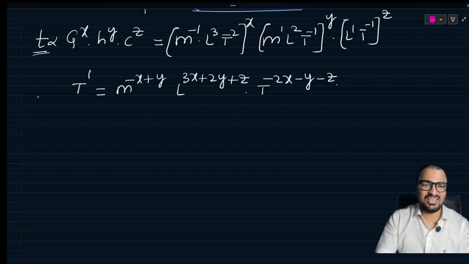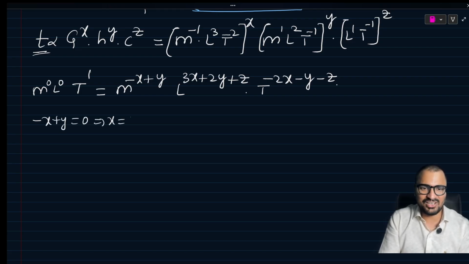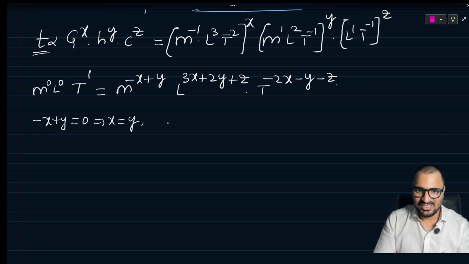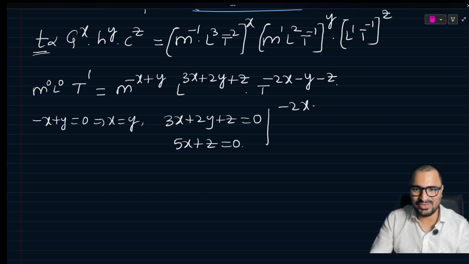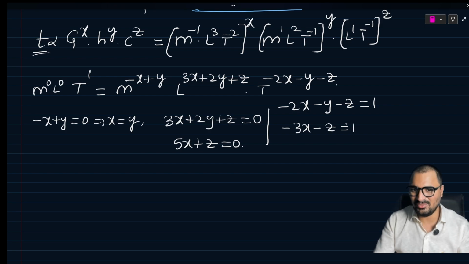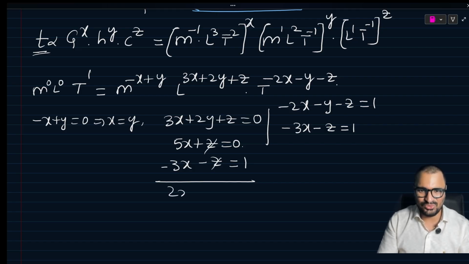So you can see we have M0 L0, so minus x plus y is equal to 0, that means x is equal to y. And 3x plus 2y plus z is equal to 0; with x equal to y, that is 5x plus z is equal to 0. Next, for time, minus 2x minus y minus z is equal to 1. With x equal to y, minus 3x minus z is equal to 1, nothing but 2x is equal to 1, x is equal to 1 by 2.